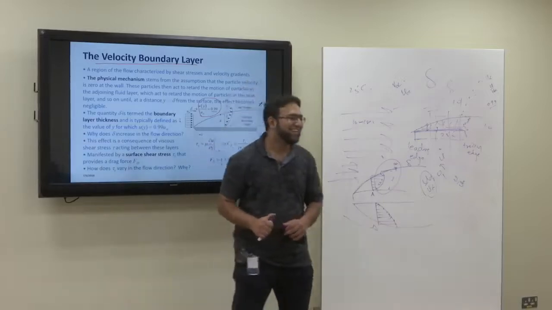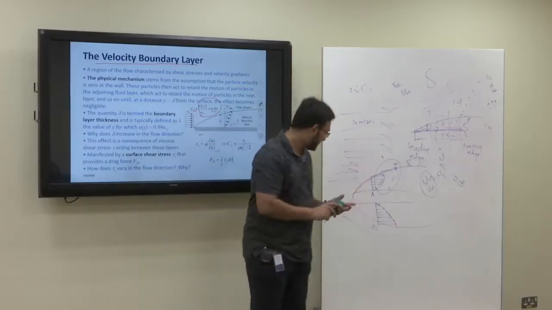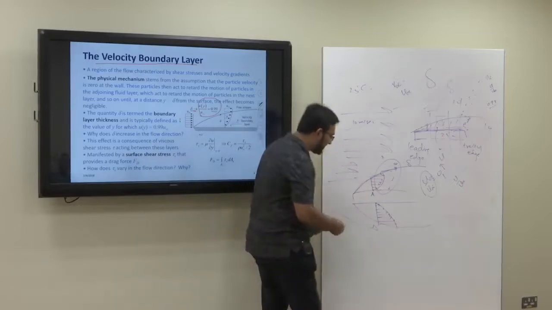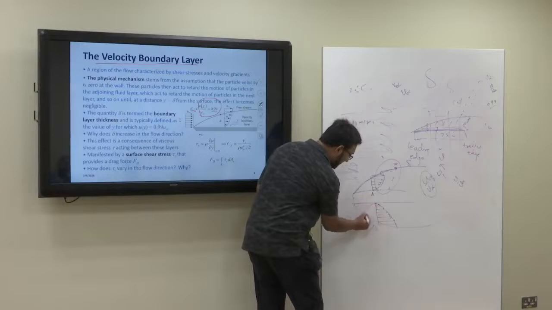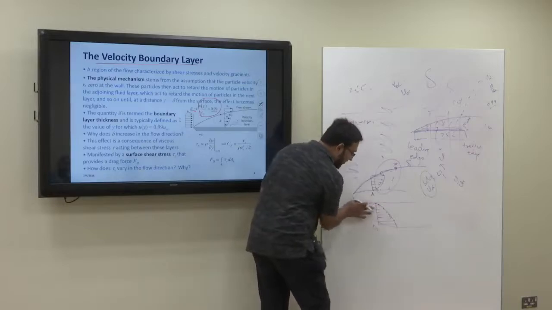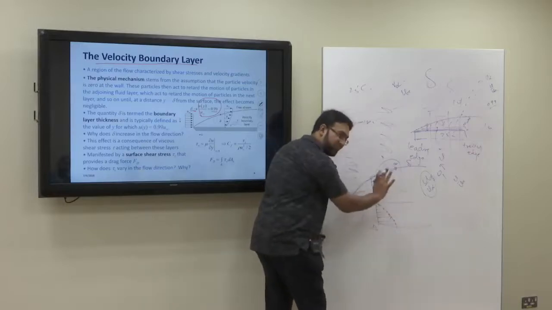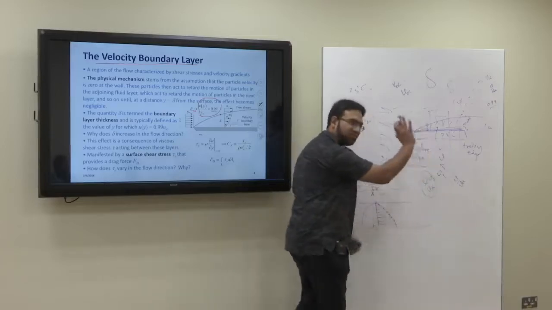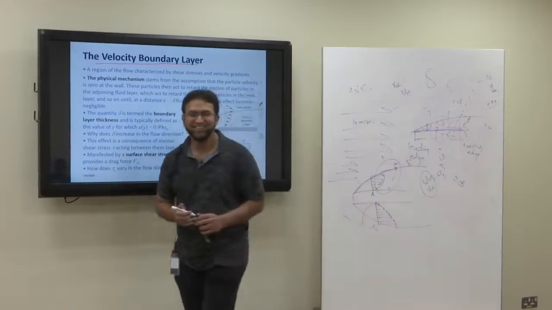Is it clear? So always consider it like this. If somebody draws it the other way around, that will be wrong, because the flow is in this direction, so it starts from 0 and becomes maximum in this direction.